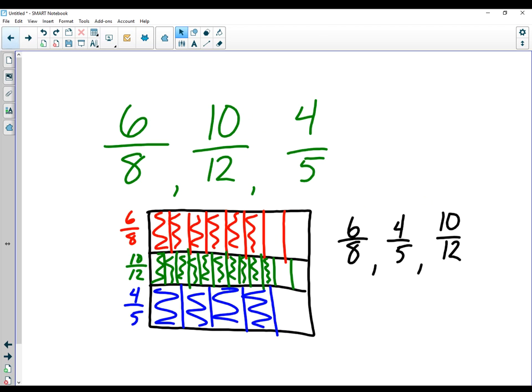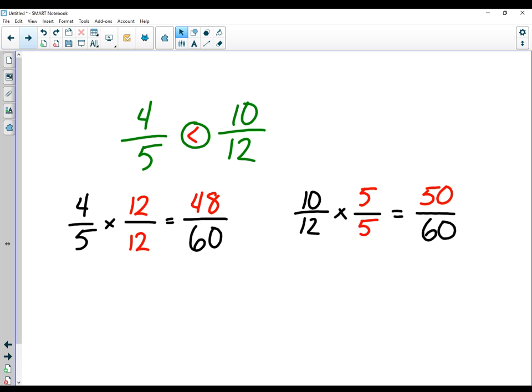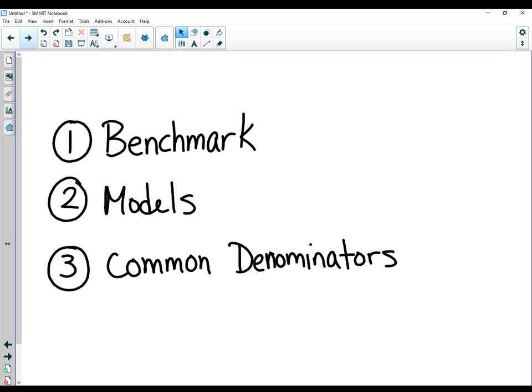Let's check. Yes, that is what I found with my model. 10/12 was bigger than 4/5. So I feel confident that this is now my least to greatest order. So we tried using benchmarks to compare to 1/2, then we used models, and then we checked with common denominators to find ways to order a set of three fractions.